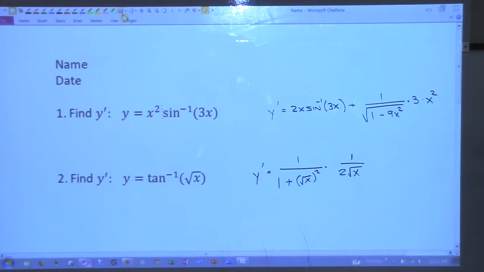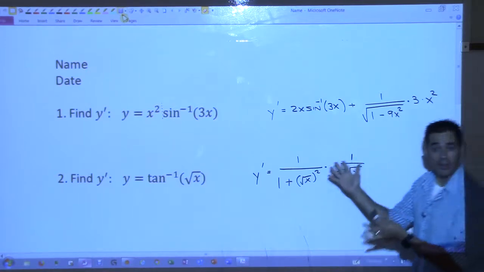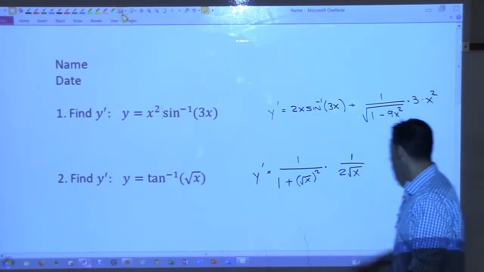Do you want to FOIL after that? For the denominator? No, you don't need to. You can just leave it. If you did, it's fine. But okay, that's it.